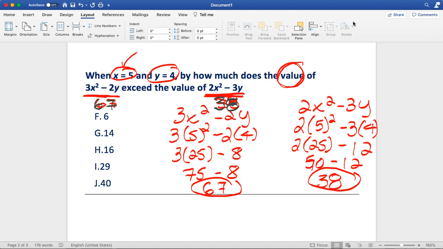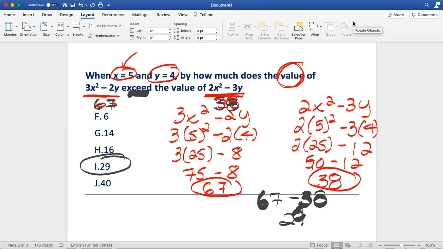So now the question is simply this. By how much does 67 exceed 38? That's the question, okay? So you're just going to find the difference between the two. So you take your 67 and you're going to subtract the 38. And guys, the answer turns out to be what? What's the answer here? Okay, that's going to be 29, everybody. 29. And there we go. Shazam. We're good. That's it.